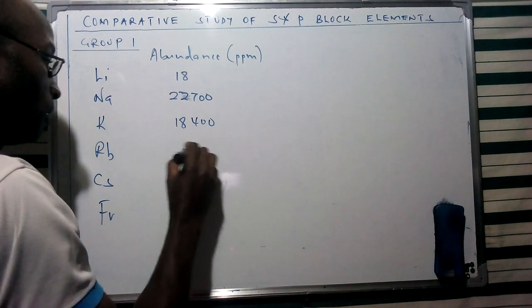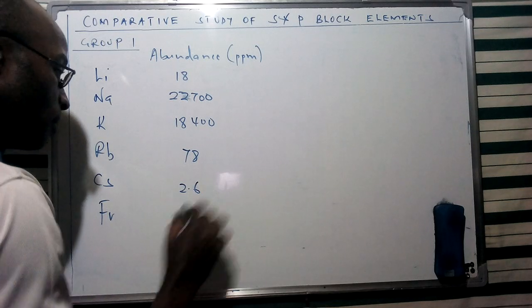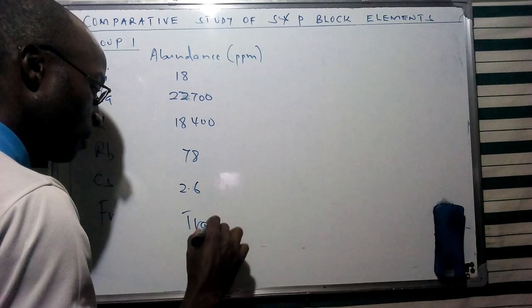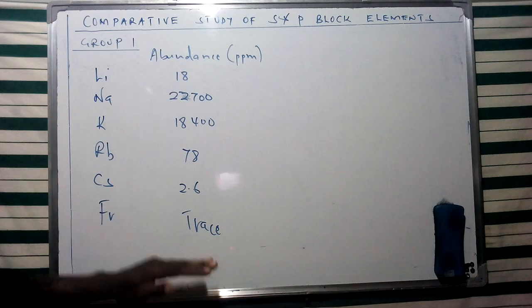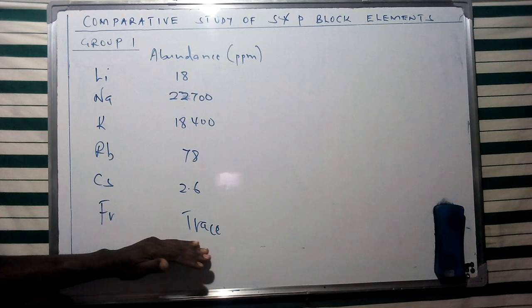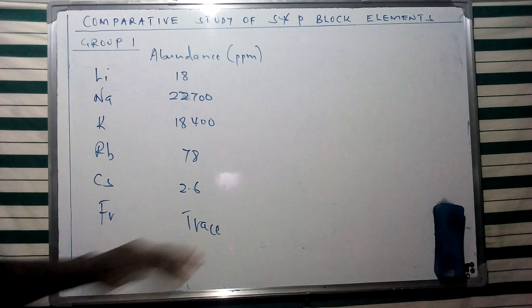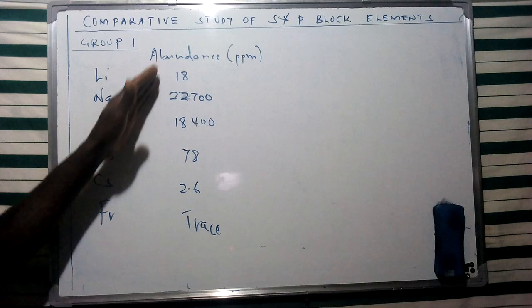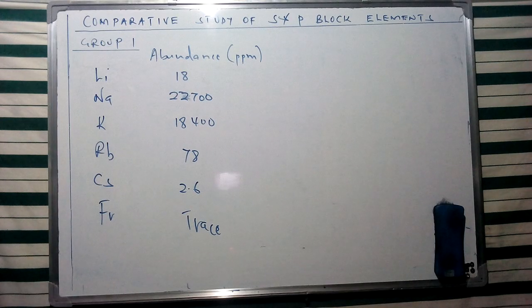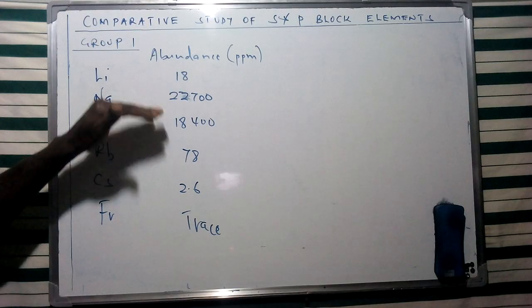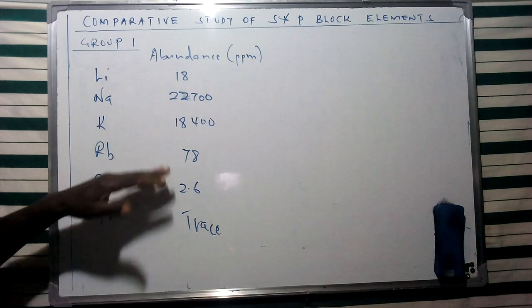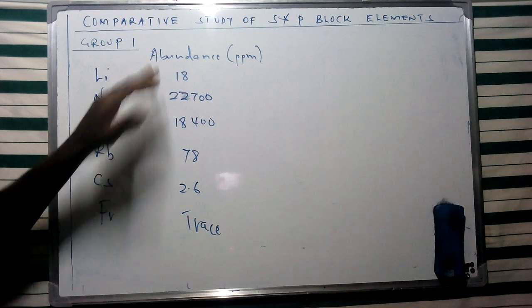This is going to be 78, 2.6, and this is going to be trace. So there are some elements that we're going to refer to as rare earth metals, which are going to be found in trace amounts, and therefore these are the respective quantities which we're going to witness. Now, we can see from this one that sodium and potassium, in comparison with the other elements, are relatively abundant.